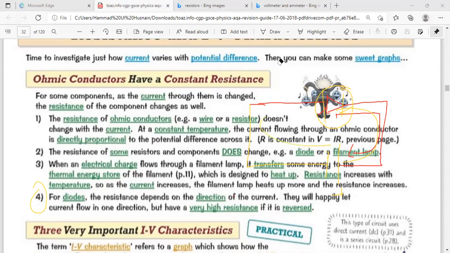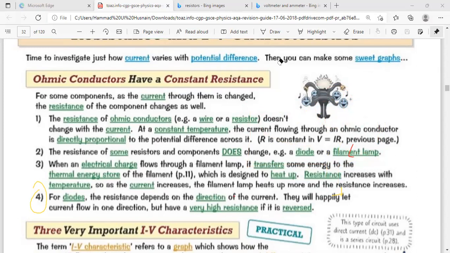Do you know diode? Do you put it in the circuit? It is saying that when we put the diode in a circuit, it will let the current flow in one direction, but it will oppose the current in the other direction.